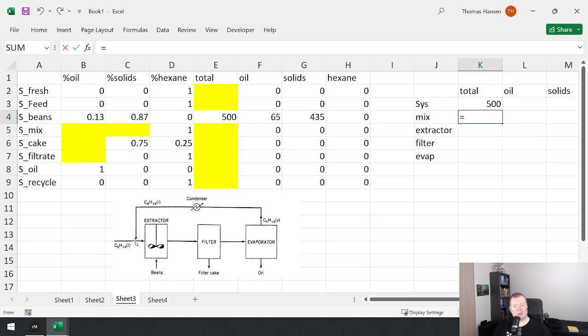For my mix point here, I have my fresh feed entering. I have my recycle stream, so the one that goes here has to go in there as well. And finally, I want to subtract what I call my feed, so that's my feed to my extractor. There we go. Balance for the extractor. Well, my feed stream enters, my bean stream enters, and my, hang on, why did I call that mix?